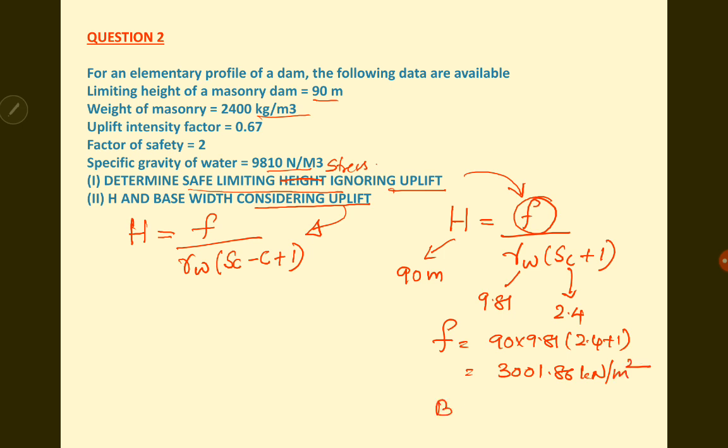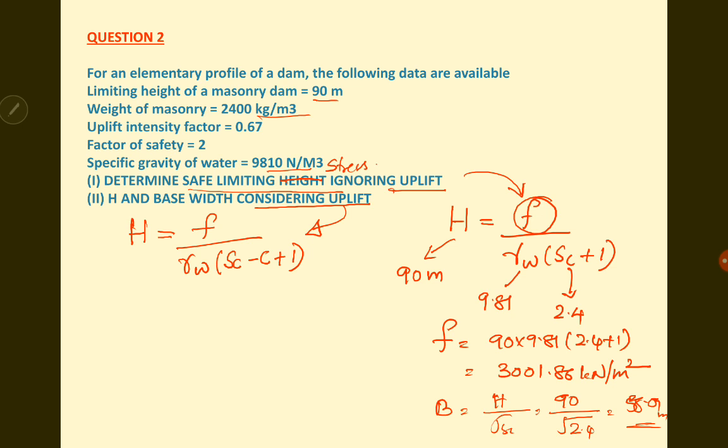Okay, so what is the base width? Base width will be equal to H by root SC, that is equal to 90 by root of 2.4, that is equal to 58.09 meters. 58 meters is the base width.